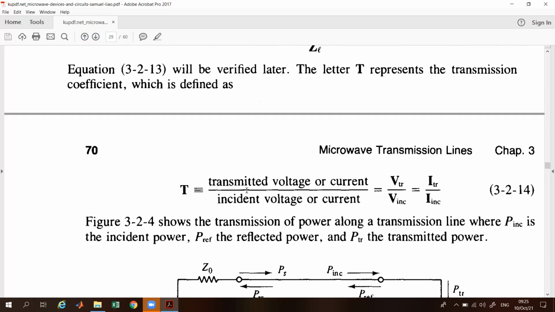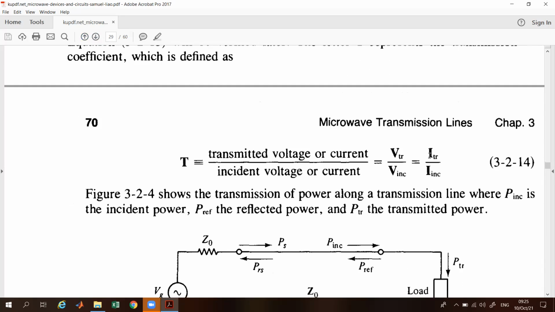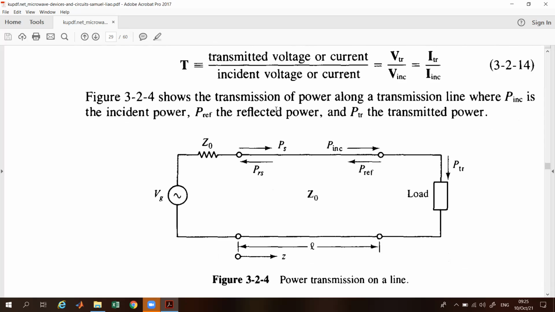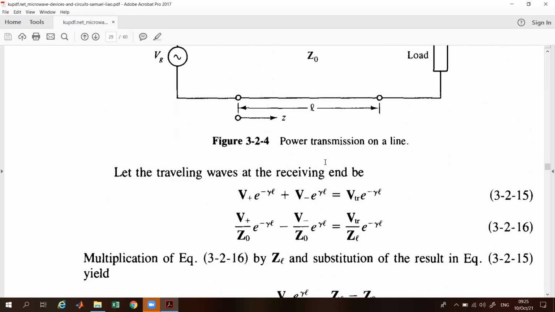So we can say that T is basically the transmitted voltage or current divided by the incident voltage or current. That's V transmitted divided by V incident, or with respect to current, I transmitted divided by I incident. It shows the transmission of power along the transmission line, where P incident is the incident power and P ref is the reflected power. The incident power goes on this side, then P reflected, and P transmitted is the power to the load.